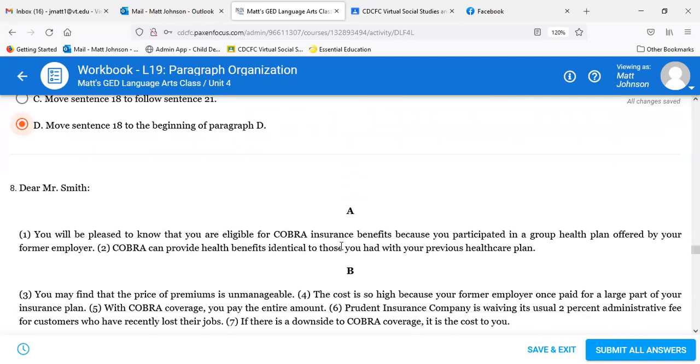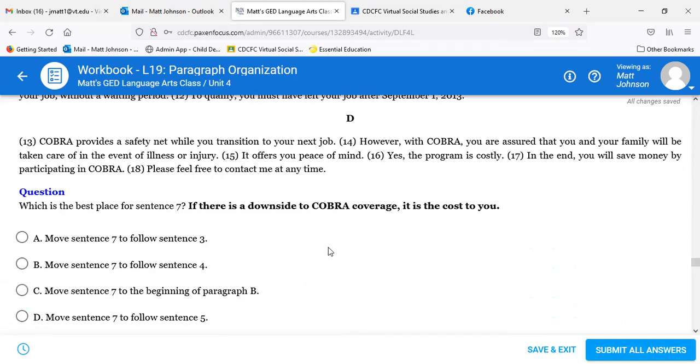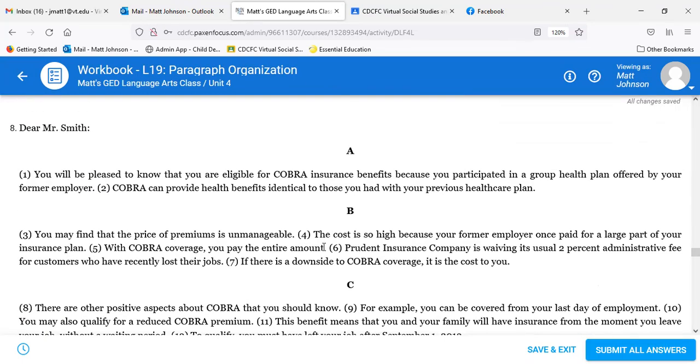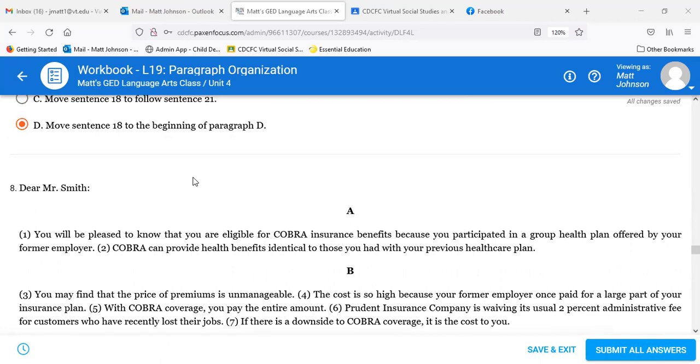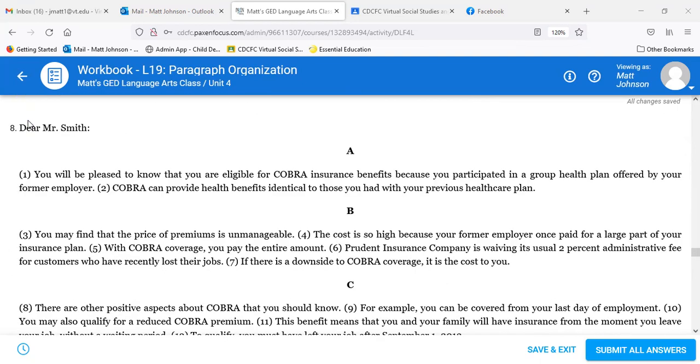Okay, so now we have a new passage for the last 4. Okay, so dear Mr. Smith, excuse me, you will be pleased to know that you are eligible for COBRA insurance benefits because you participated in a group health plan offered by your former employer. COBRA can provide health benefits identical to those you had with your previous healthcare plan. You may find that the price of premiums is unmanageable. The cost is so high because your former employer once paid for a large part of your insurance plan. With COBRA coverage, you pay the entire amount.